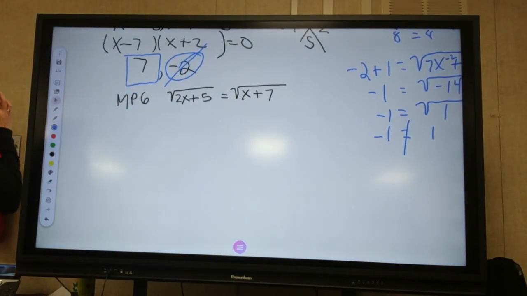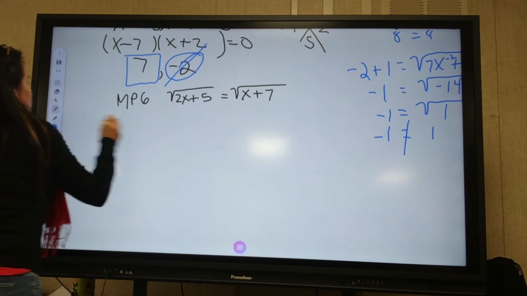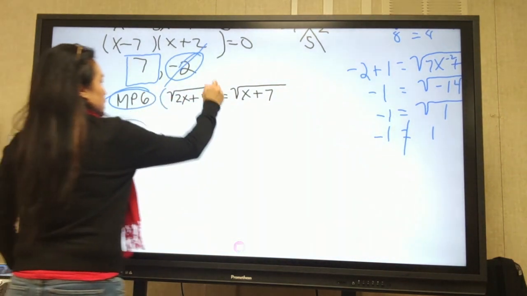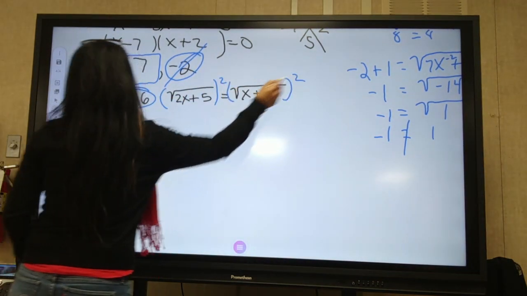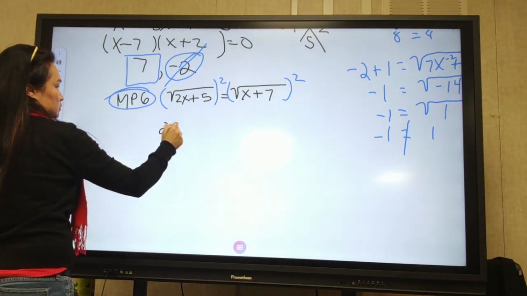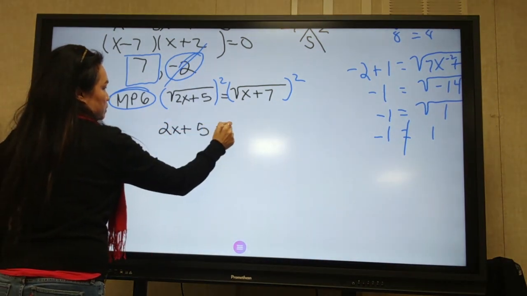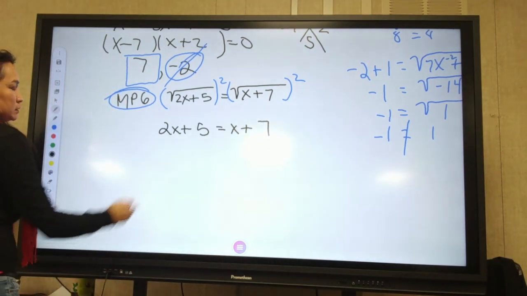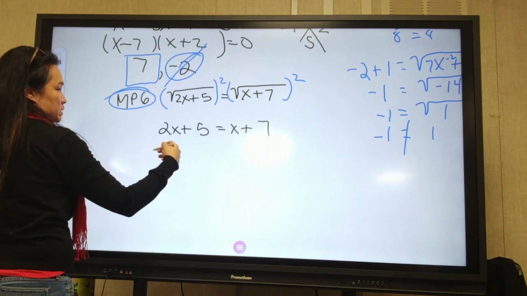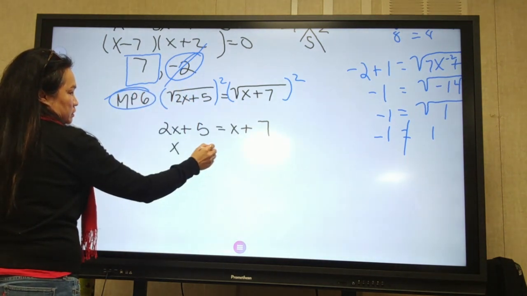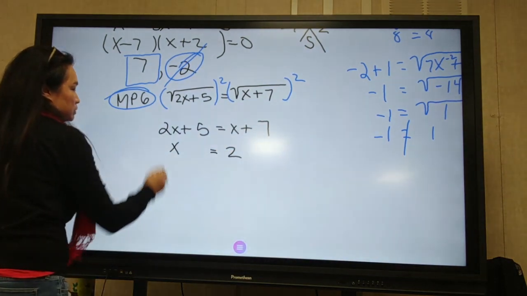Okay, monitoring progress 6, last problem here. Everything is stuck inside the radical sign. What do I need to do? Square both sides. Okay, what pops out here? 2x plus 5 equals x plus 7. Right? So bring them all to one side or solve for x. So x equals 2. Oh, super easy.